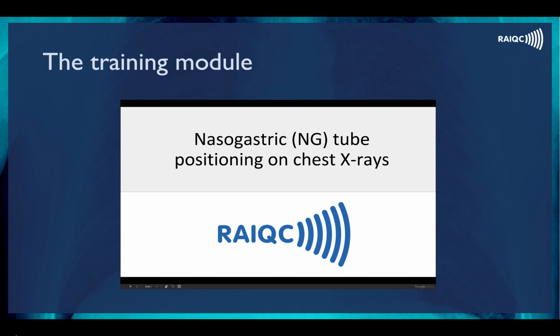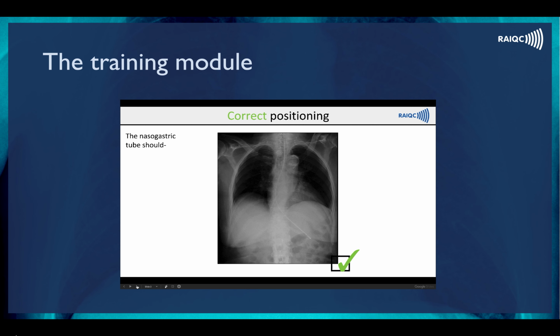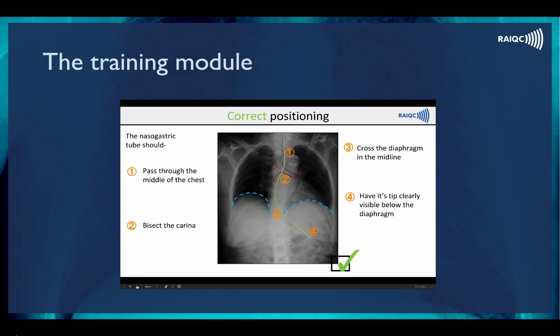Now, I'd like to show you the training module. It's run on Google Slides and the user has the option to play through or click through at their own pace. Firstly, we introduce the importance of being able to interpret the NG tube position on a chest X-ray. We then go through and give the user a clear structure to help them have a plan for interpreting future films. We use a 4-point safety check.